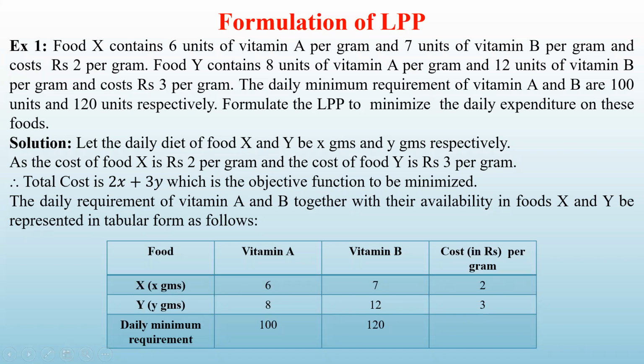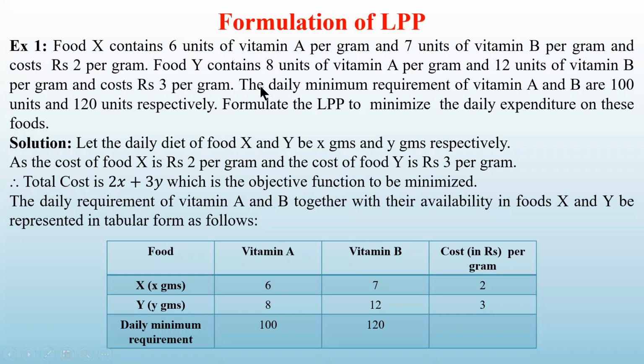Similarly, I will enter the values for food Y. Look at the second sentence. Food Y contains 8 units of vitamin A, so I've written 8 here, and 12 units of vitamin B, so I have written 12. And what is the cost of food Y? It is 3 rupees per gram. So I have entered the values in my table.